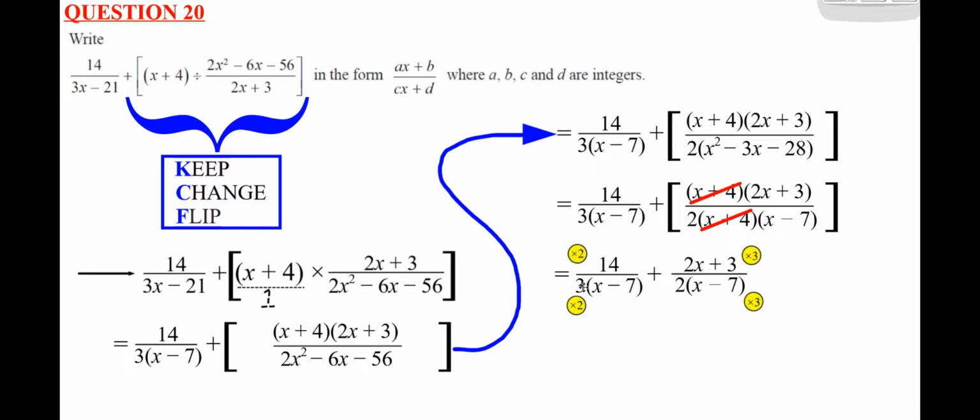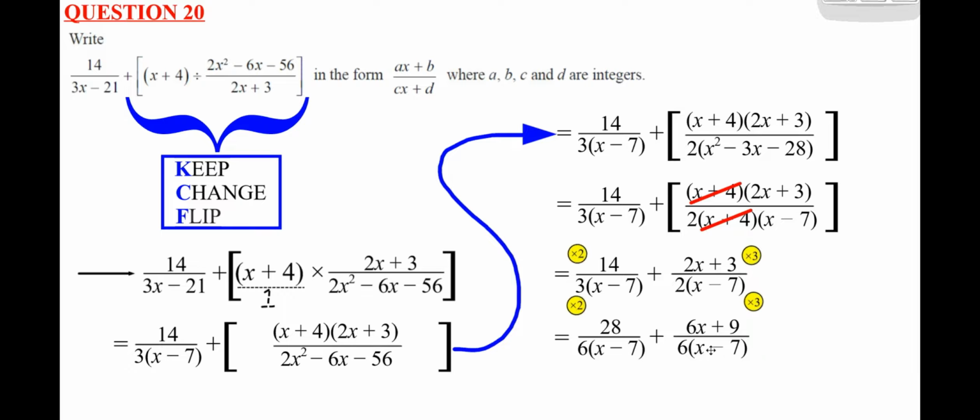I'll then end up with 6 lots of x minus 7 on the bottom of both fractions, and after that step we can then combine the tops together. So the first fraction will become 28 over 6 lots of x minus 7. Tripling everything on the top here, that's going to become 6x, 3 times 3 is 9, and triple the bottom, I get 6 lots of x minus 7.